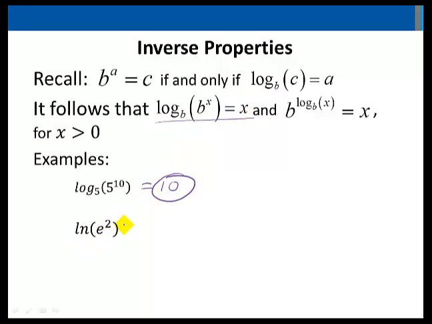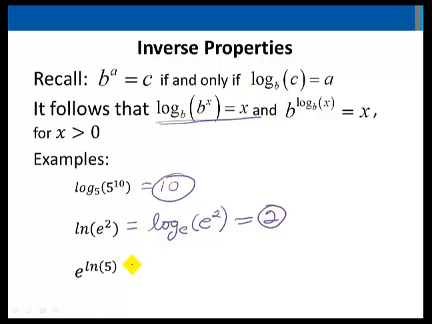The natural log of e squared, which is equal to log to the base e of e squared, is equal to 2. And e raised to the natural log of 5, which is equal to e raised to the log to the base e of 5, is equal to 5.